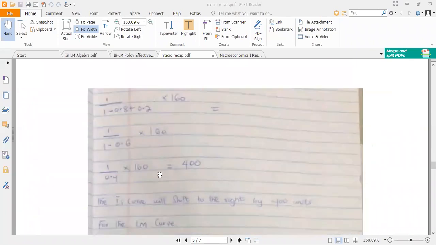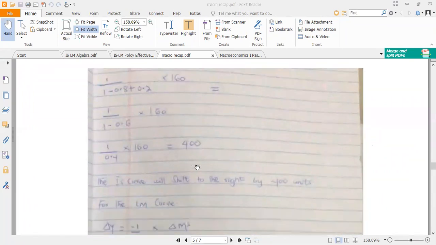Solving this algebra, we get a change in Y of 400. What this means is that the IS curve will shift by 400 units, and it will shift to the right because we have a positive sign here. So the question is in two folds. By how much? We have 400, so the IS curve will shift by 400 units. And in which direction? The sign is positive, so it is shifting to the right.